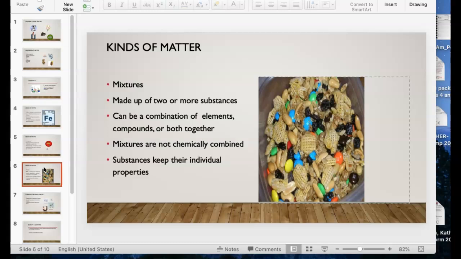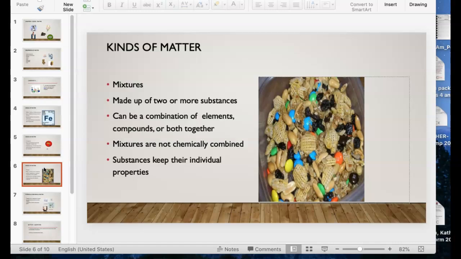The third kind of matter is called a mixture. Now, a mixture is made up of 2 or more substances. Those substances could be 2 or more elements combined, but they don't change chemically. You're not making something new. It could be a combination of elements and compounds, a combination of just a bunch of different compounds, all sorts of things. The key thing is mixtures are not chemically combined. You do not create something new.